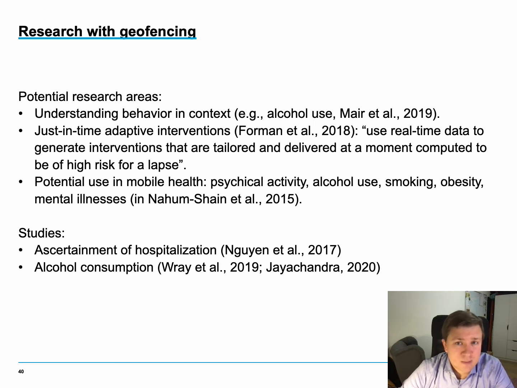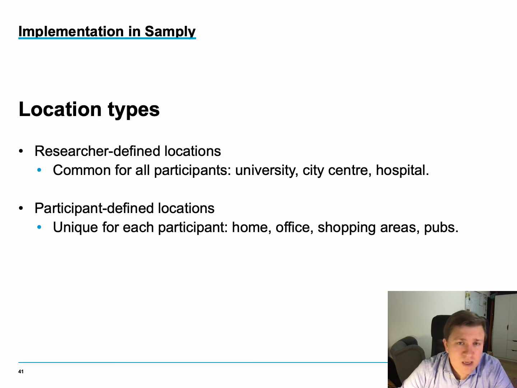Research using the geofencing method has only begun in the last decade. There are not so many examples of studies, but potential research areas include both the study of behavior in context and the application of interventions. Mobile health research can benefit from including locations in the analysis, as many addictive behaviors, such as alcohol consumption, are triggered by specific places. In Samply, there are two types of location.